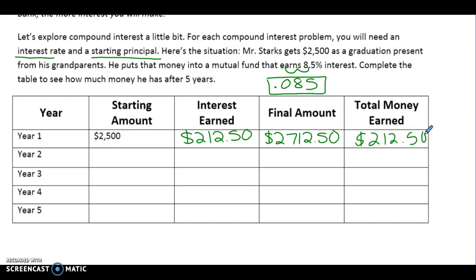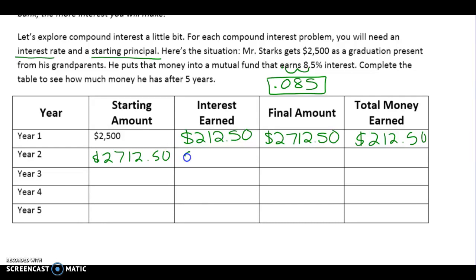Okay, now let's do year 2. How much am I starting with on year 2? Yeah, the final amount from the previous year. So $2,712.50. And now I have more money, right? So the interest that I make this year is going to be even more interest than I made last year. So once again, multiply the starting amount times 0.085, and it's going to be more than last year. That's called compounding.